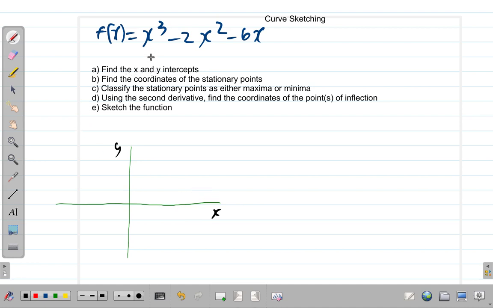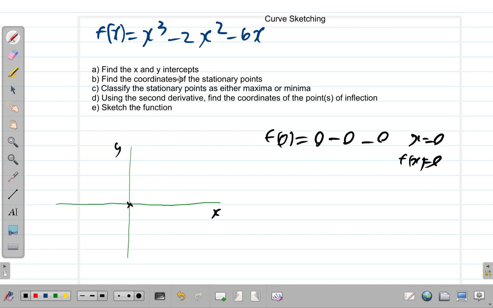So, if we want to find out where on the y-axis the curve cuts the graph, we make x equals 0. When x is 0, f of 0 equals 0 cubed, which is 0, minus 2 times 0 squared, which is 0, minus 6 times 0, which is 0. So, when x equals 0, f of x equals 0. f of x is what we're calling y, so y is 0 as well. So, there is an intersection right here. The graph will pass through the origin.